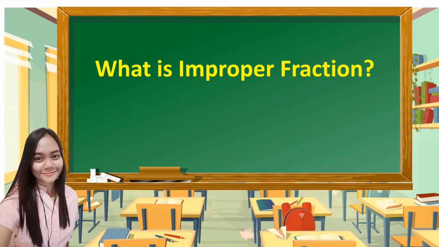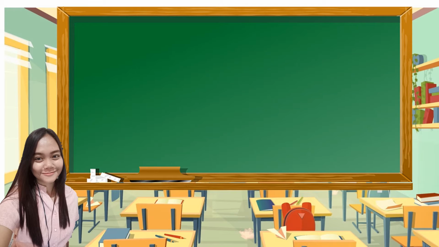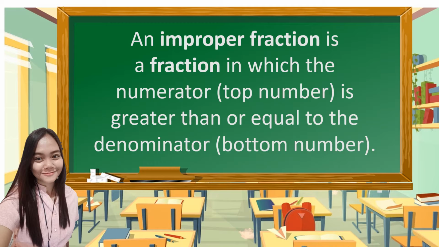What is improper fraction? An improper fraction is a fraction in which the numerator or the top number is greater than or equal to the denominator or the bottom number.